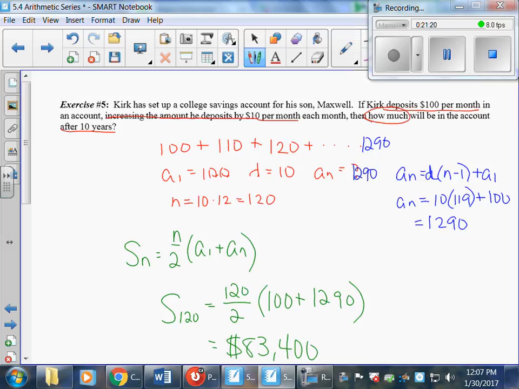Very cool. Sounds great. I don't know if anybody can afford to constantly be adding $10 per month, though. Lord knows what's going to happen after 10 years of doing that. So it's not really very realistic. It's just a good example of a series.